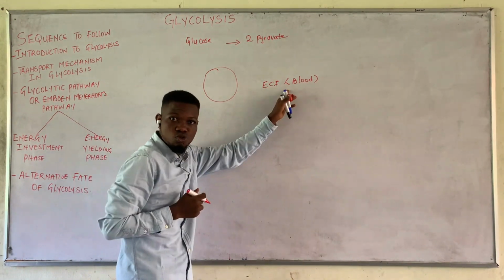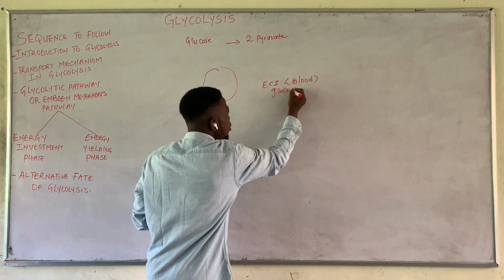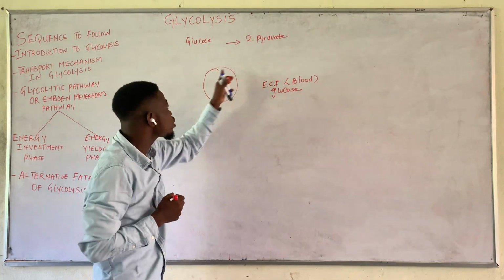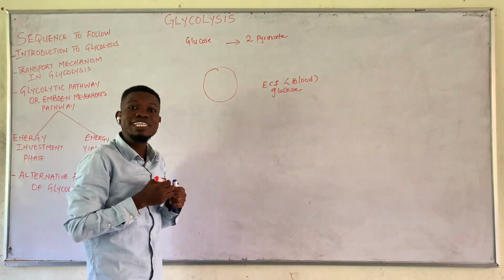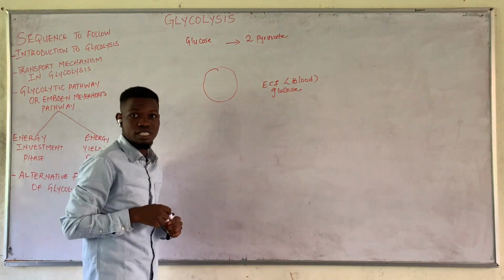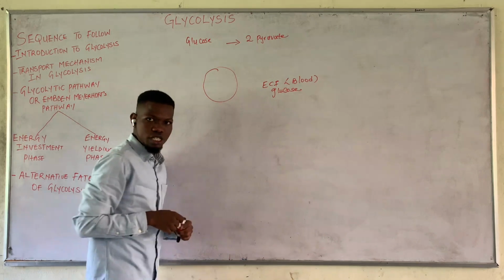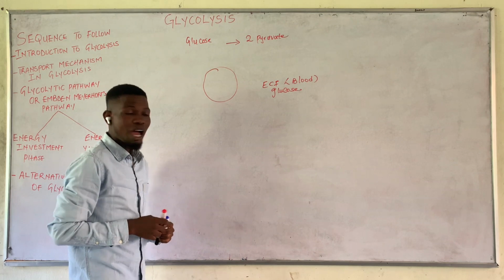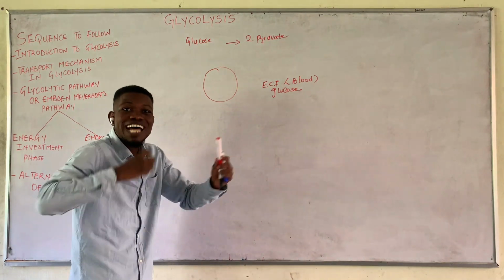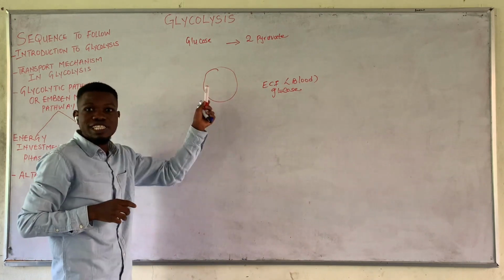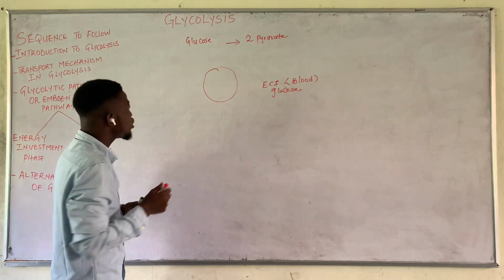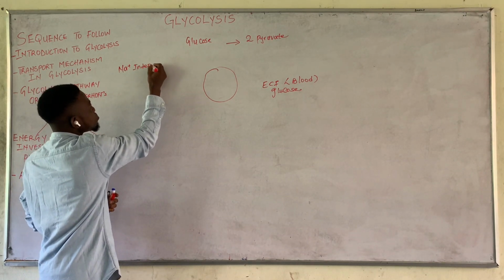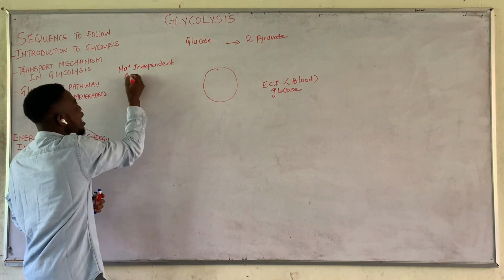In this bloodstream, there is the presence of glucose. The glucose present in the bloodstream needs to diffuse into the cytosol of the living cell, where it undergoes glycolysis. So how can this glucose diffuse into the cytosol of the living cell, which is the intracellular fluid? There are two transport mechanisms by which glucose can diffuse into the cytosol of the cell. The first transport mechanism is called the sodium-independent facilitated diffusion.